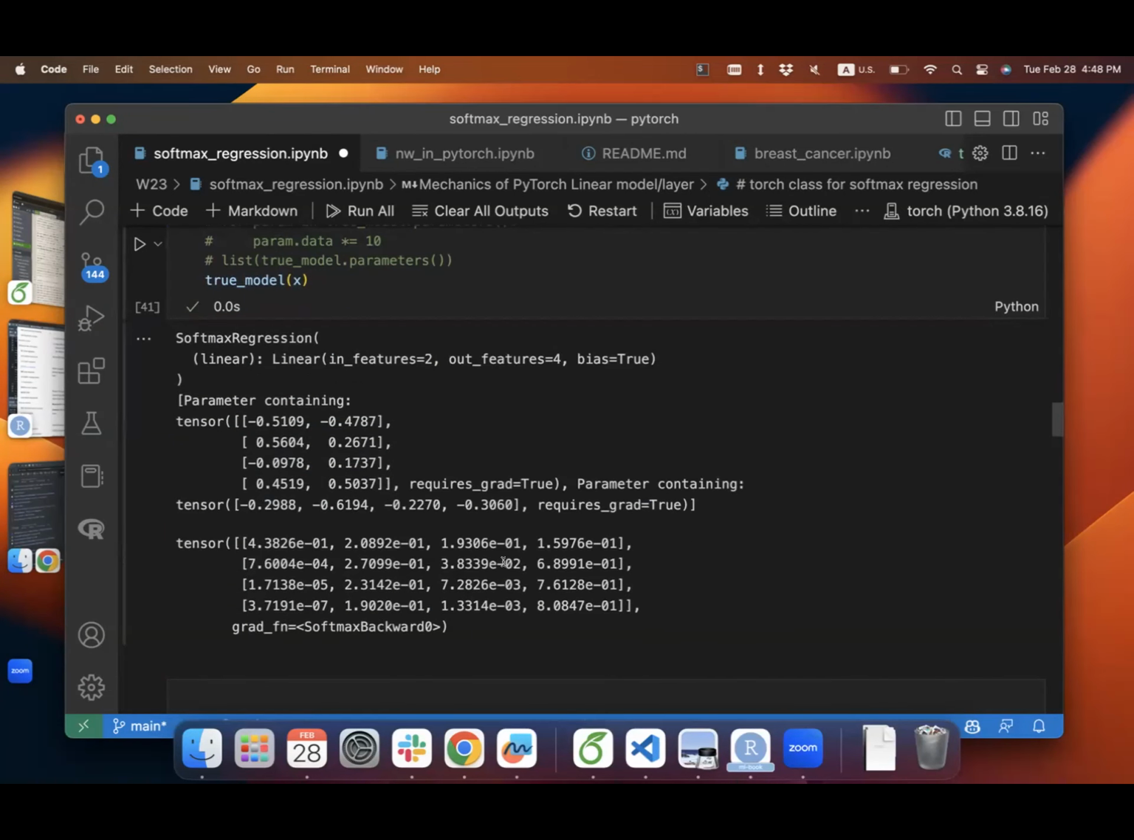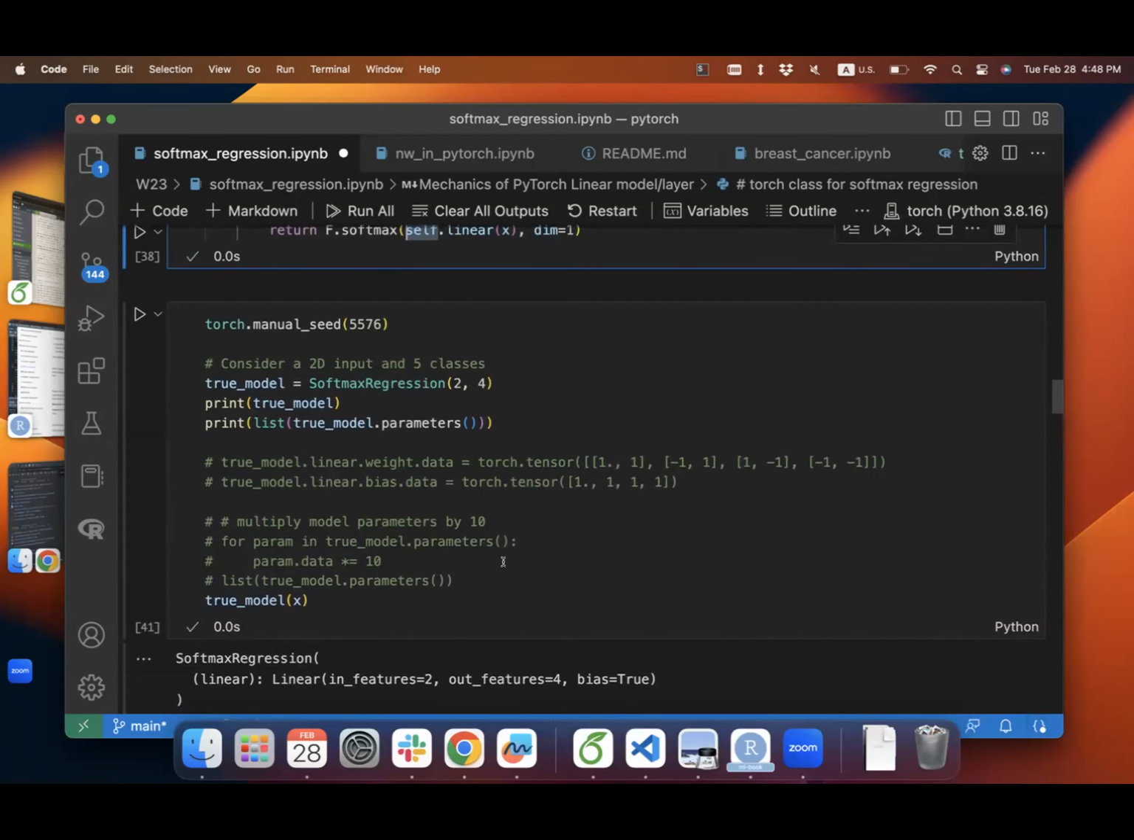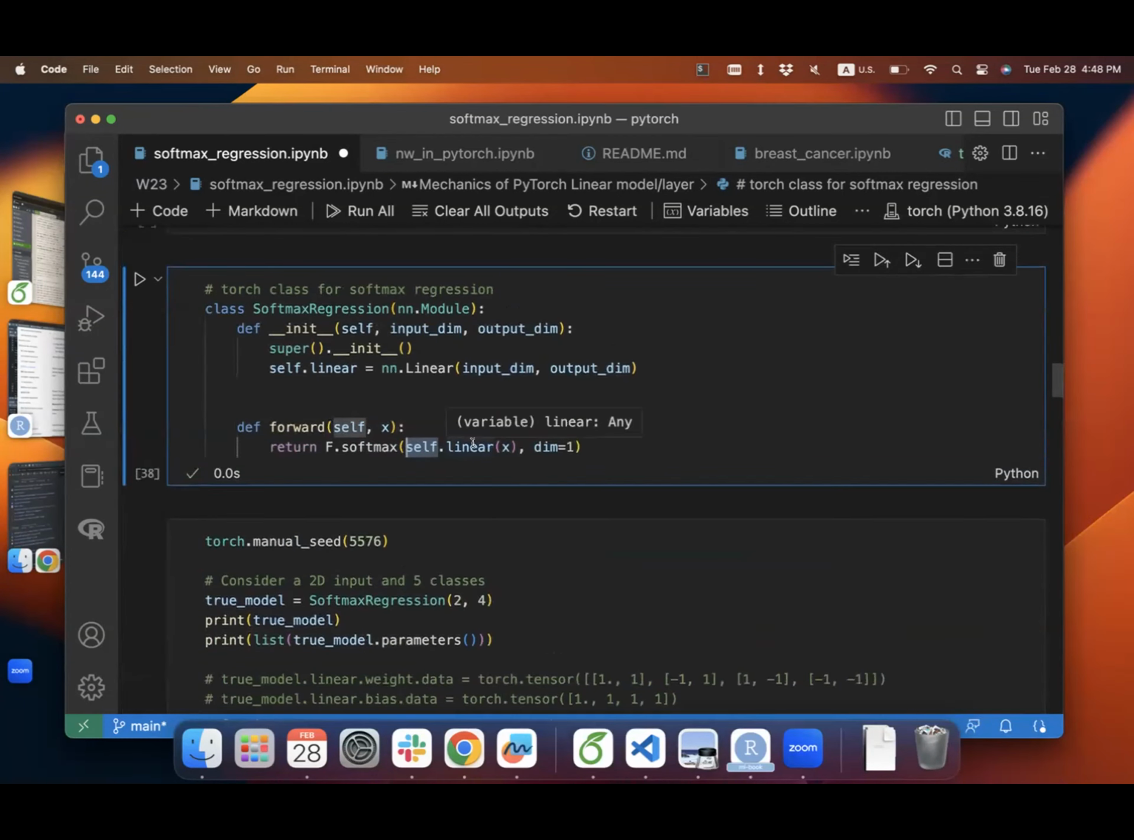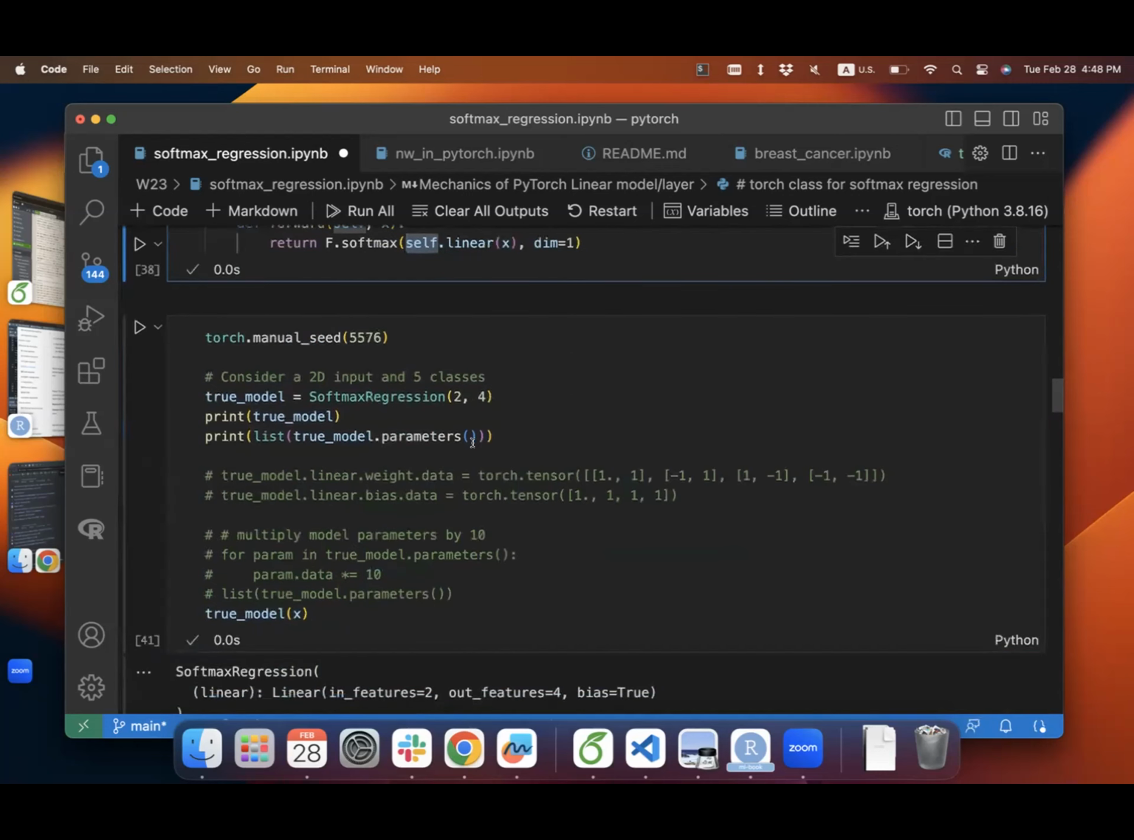Okay, because we're out of time, next time we'll come back. But this is on GitHub. I'd encourage you to go through it, run it, and get familiar with the mechanics. Next time we'll go over some more details.